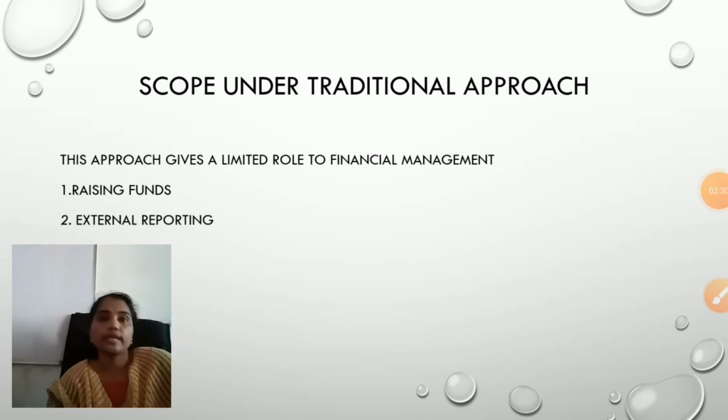External reporting. Every company, meaning every joint stock company, needs to prepare annual accounts, and after preparation of annual accounts they have to send them for auditing. After auditing is done, they have to send copies of the audited accounts to the governmental bodies.